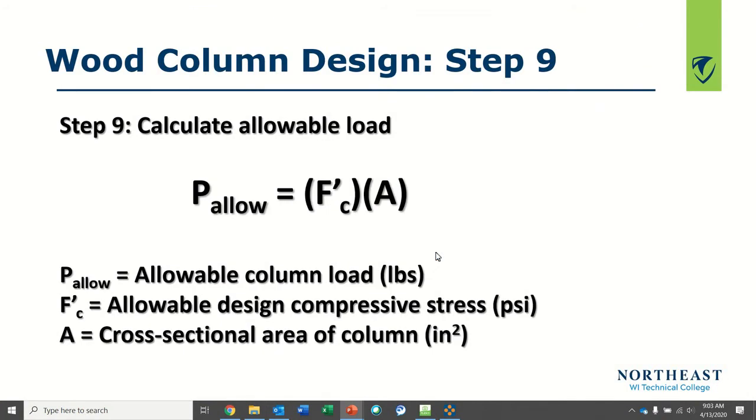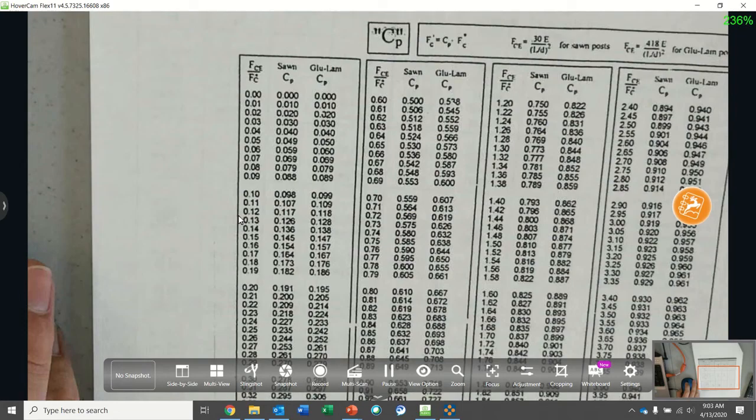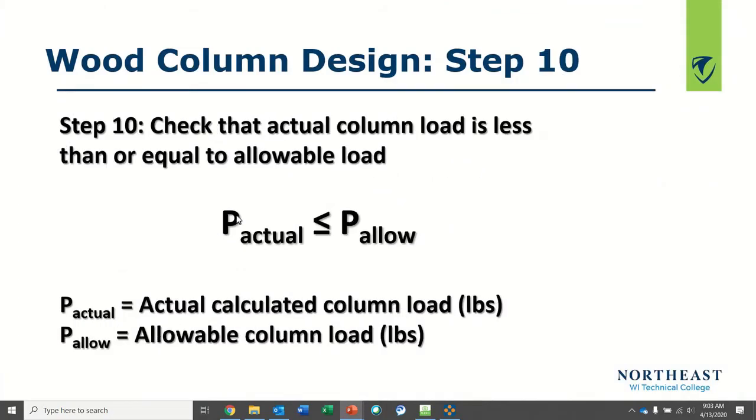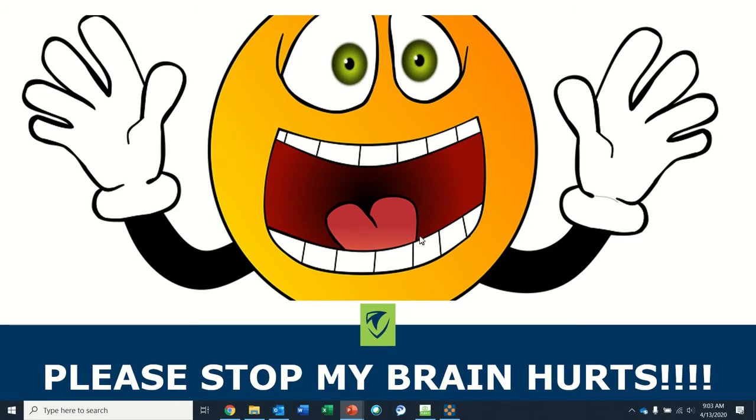Now calculate my allowable load. F prime C divided by my A equals my allowable load. And then step 10, my P actual better be less than my P allow. All right. Lots of information there.